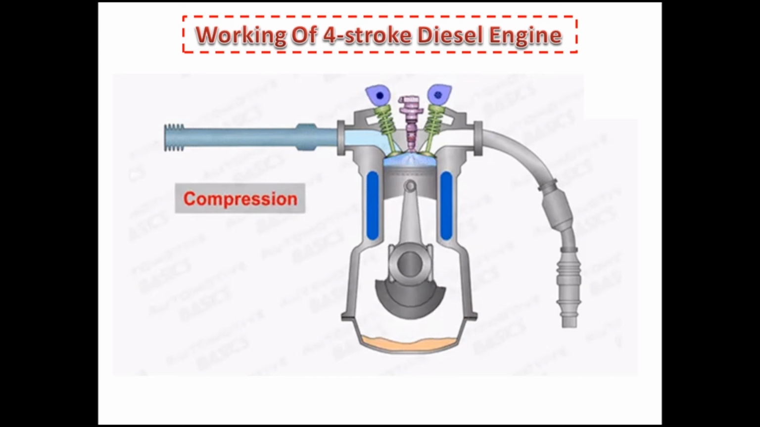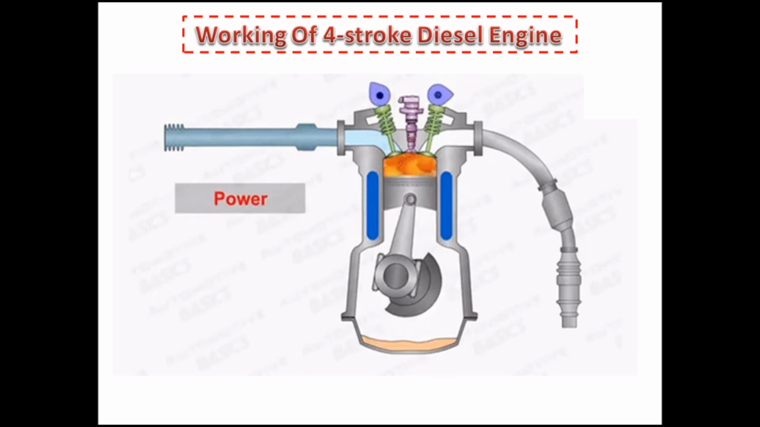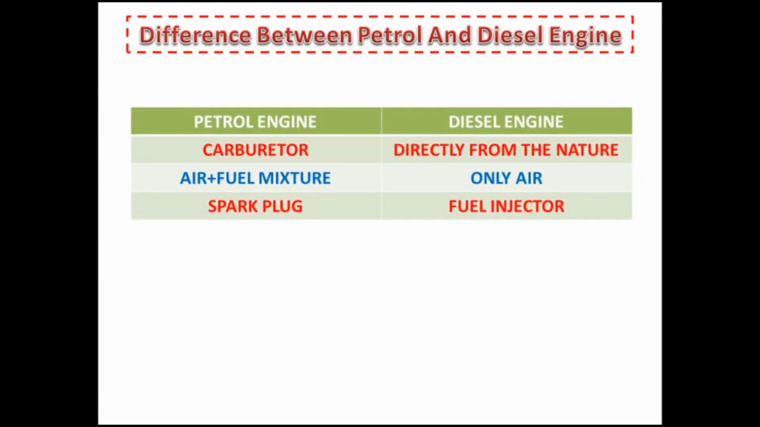So now we know about the petrol engine and diesel engine. So let's see why the petrol engine and diesel engine are different. Because in a petrol engine, an air plus fuel mixture is used, and in a diesel engine only air is used for combustion. In a petrol engine we are using a carburetor to mix the air plus fuel mixture, whereas in a diesel engine we are taking air directly from the atmosphere.